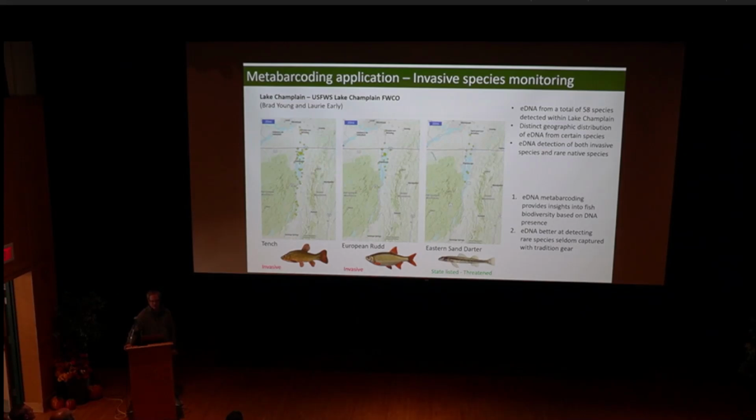species. So in this instance, we're seeing eastern sand darter, which is a state-listed fish. So again, that's a conservation focus to some folks as well. And for me, I think that's one of the most powerful things with the metabarcoding. You're also getting native species.